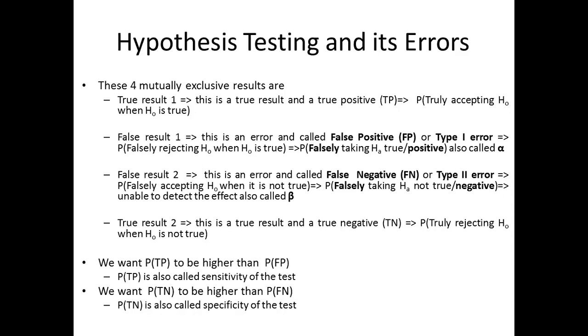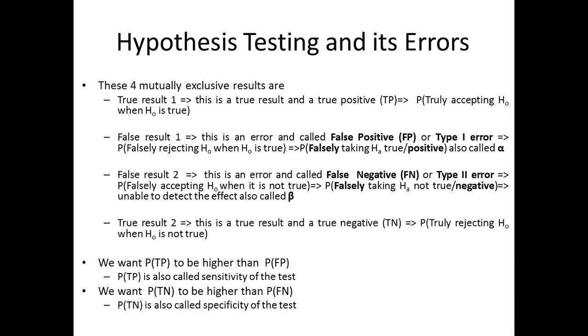We want the probability of TP to be always higher than the probability of FP. FP is false positive and TP is true positive. Probability of true positive is also called the sensitivity of the test. Sensitivity means that our test is capable of detecting or identifying even small effects or changes which are present in the phenomena.